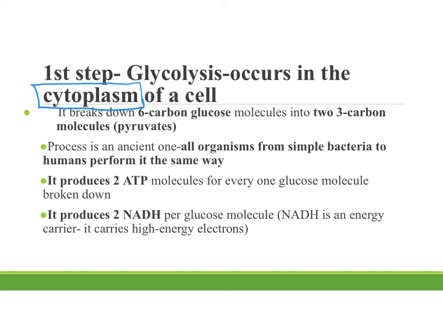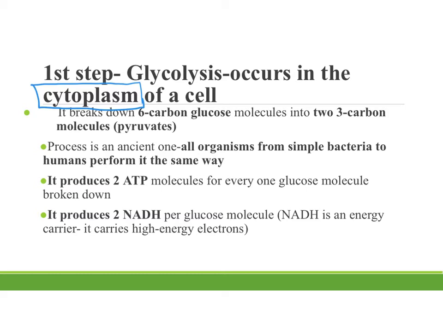A little fun fact, this process is ancient, okay? So it has been around for as long as we know it. All organisms, from the simplest of bacteria all the way to humans, perform this process the exact same way. And so during this process, we get 2 ATP molecules for every 1 glucose, and we get 2 NADH molecules for every glucose. And NADH, it's just another molecule that carries energy, and it's also going to carry electrons, which we'll see coming up in the next couple of slides.